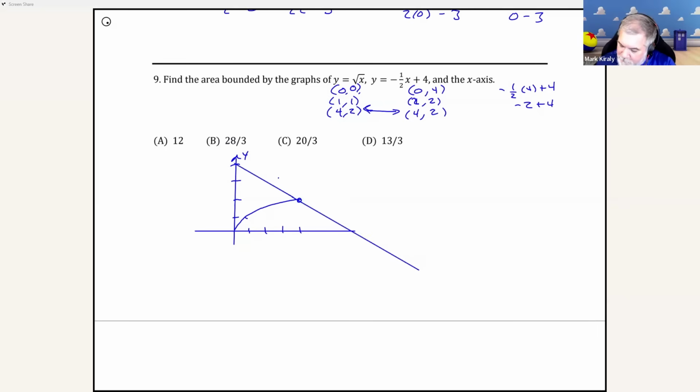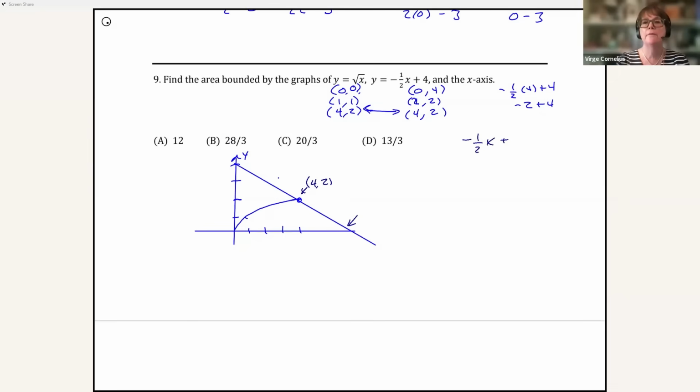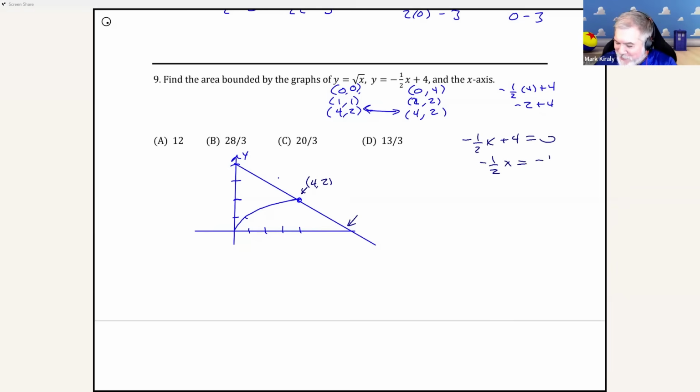Now you are going to have to figure out where the line intersects the x-axis. Luckily you went to algebra 1. So we're going to set that negative half x plus 4 equal to 0. And it looks like x is 8.